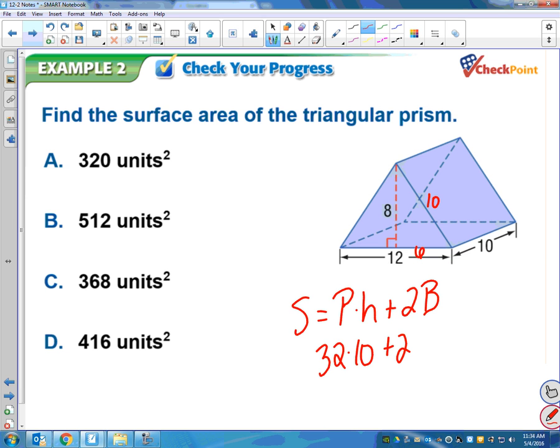And then remember, area of a triangle is 1/2 base times height. The base is the whole thing, so that's 12. The height is 8. And you should get 96.